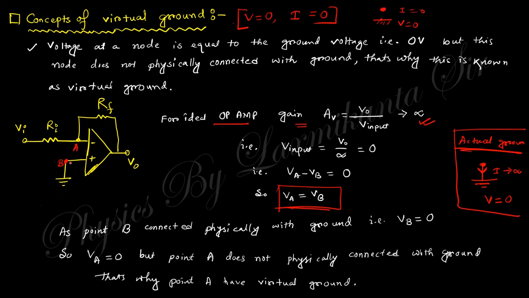But A is not connected physically with the ground. That's why this A is called the virtual ground, because its voltage is 0, but it is not connected physically with the ground. You can see the voltage at a node is equal to the ground voltage, that is 0, but this node is not physically connected with the ground. That's why this is known as the virtual ground. I think it is clear about the virtual ground concept.